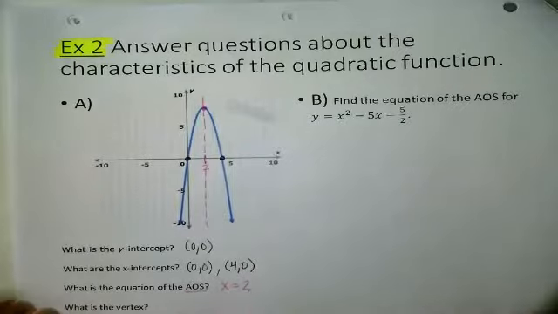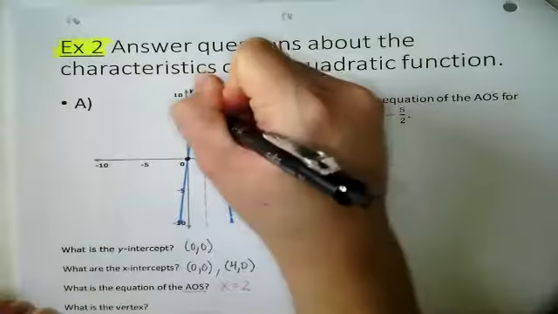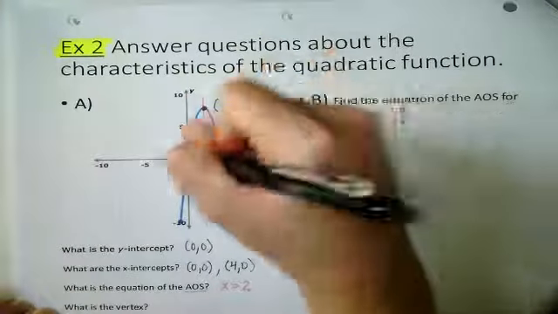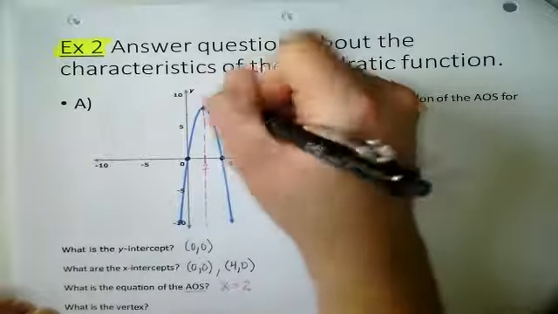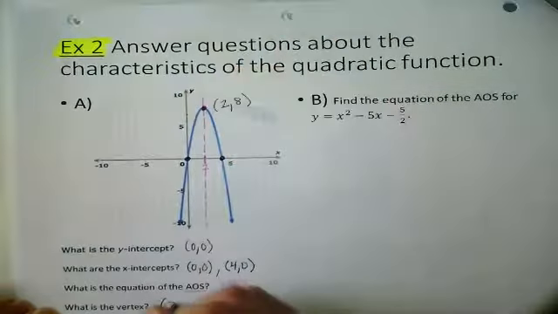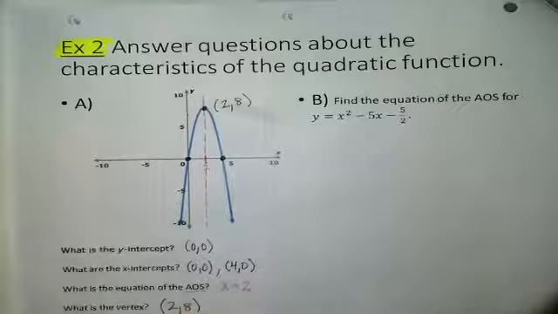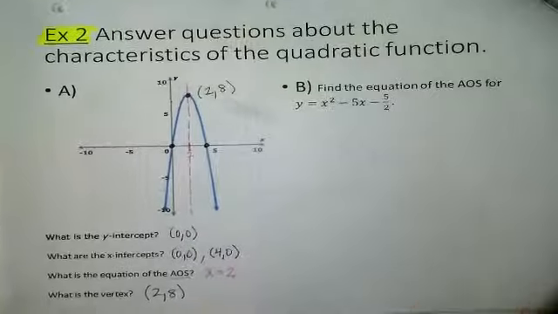And what is the vertex? Well, the vertex is, in this case, the maximum. And that vertex ordered pair is (2, 8). So again, these are characteristics that you want to be able to identify on every parabola.